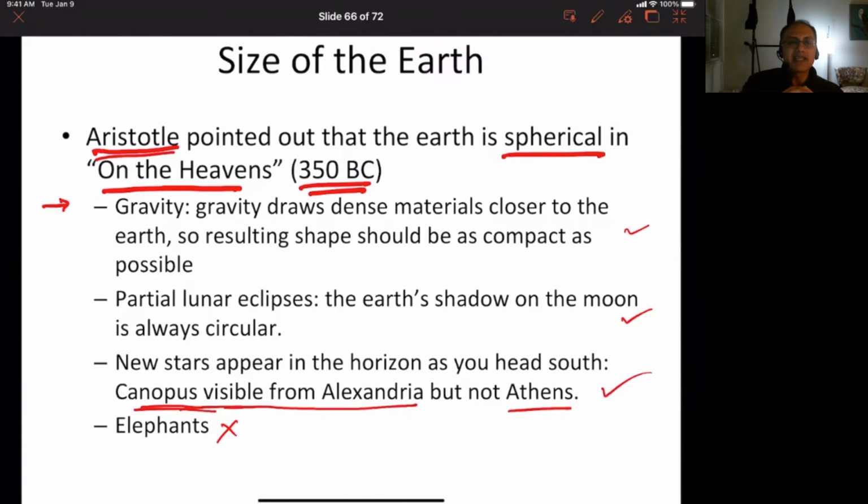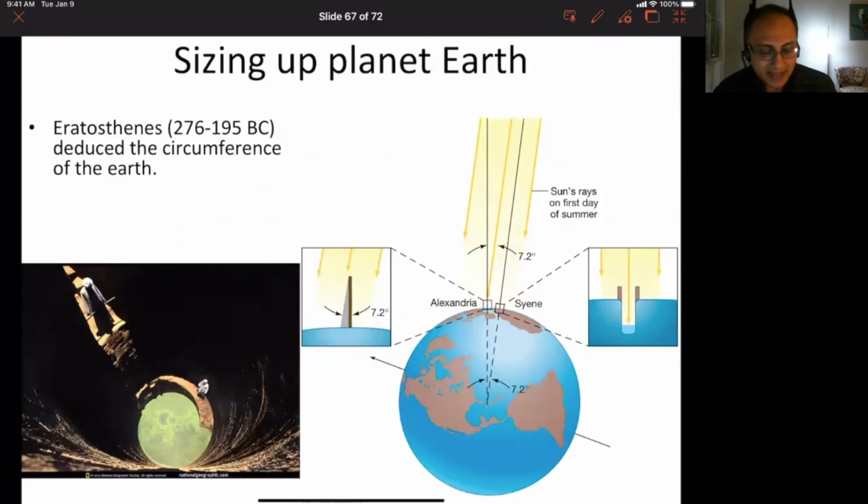But on that point, he was completely wrong, because there is the whole Indian Ocean between Africa and India, and in fact, the elephants in Africa are very different from the elephants in India. The African elephants are much bigger, almost twice the size of the Indian elephants. All right. So this fourth point is not correct, but the first three arguments that he gave are correct. Okay, we'll skip this.